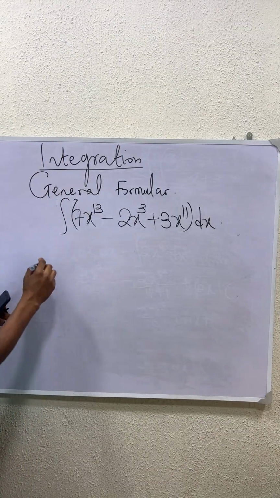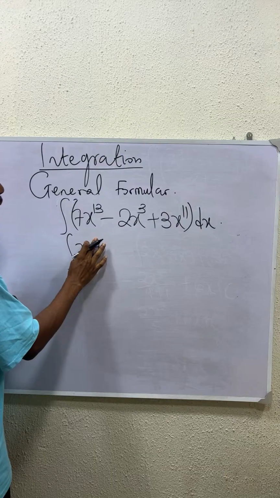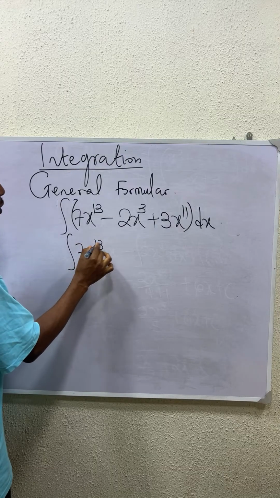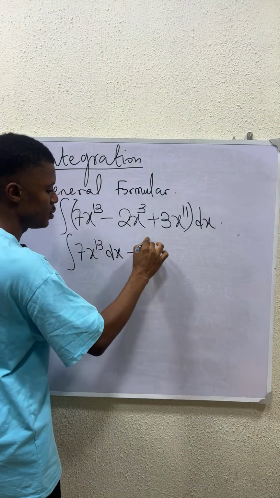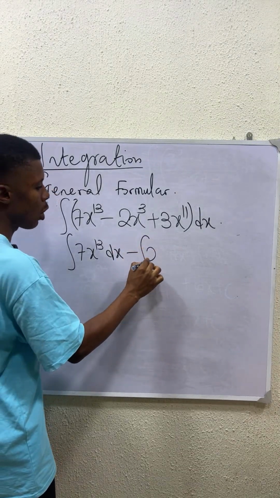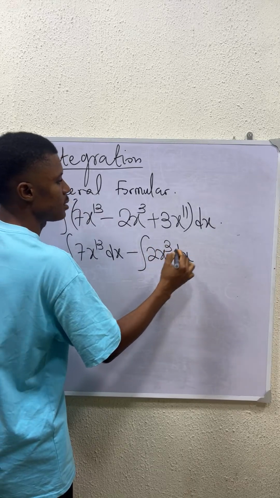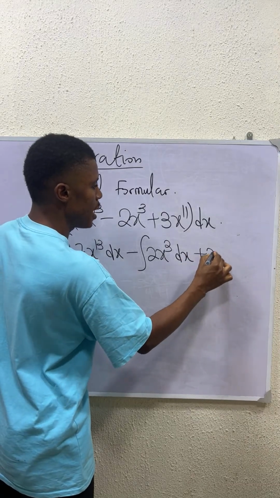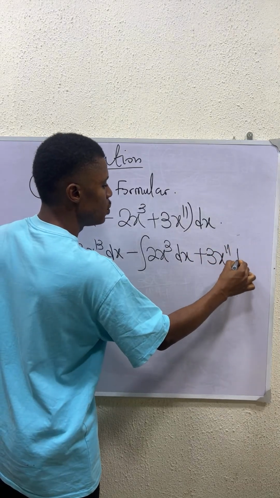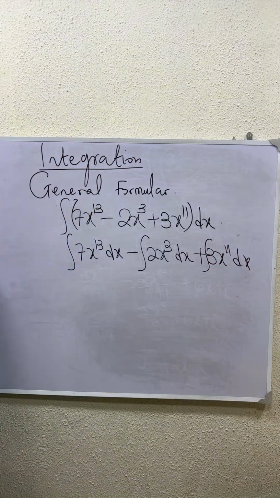So what do I mean? You have to integrate 7x^13 with respect to x, minus, you have to integrate the second one, 2x^3 with respect to x. Then the next one, which is the last one, 3x^11 with respect to x. This is how we do it.